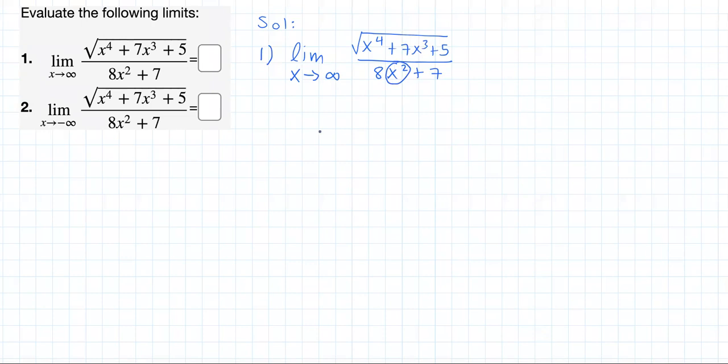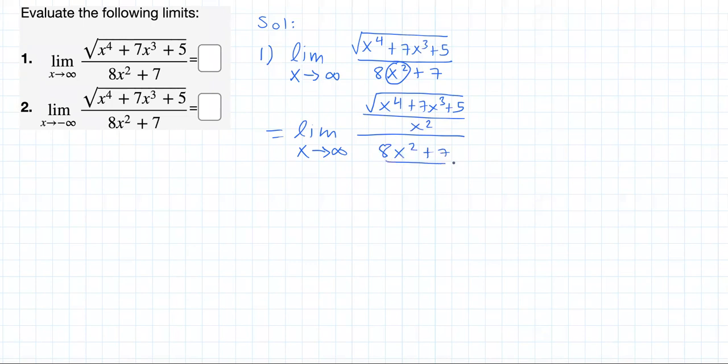right? So next we should divide both numerator and denominator by x squared, right? So this divided by x squared, 8x squared plus 7 divided by x squared.